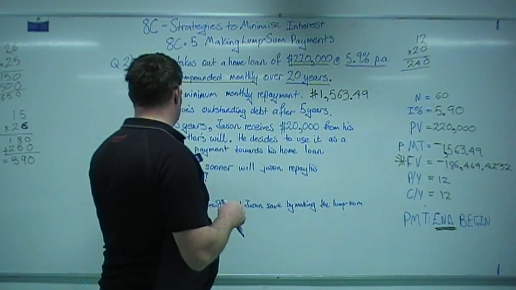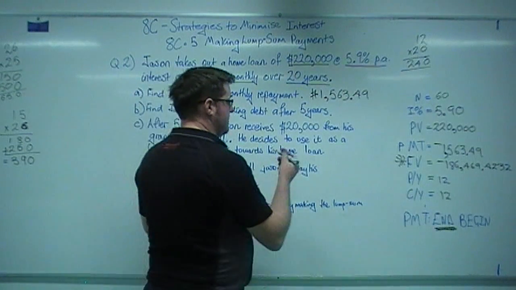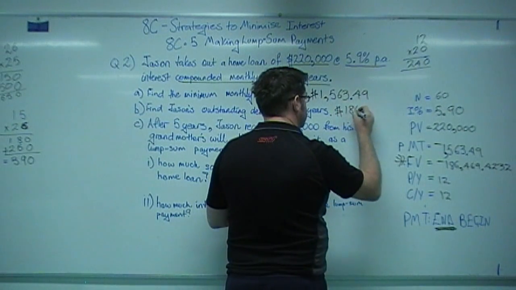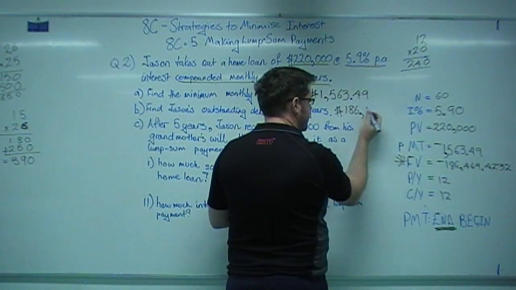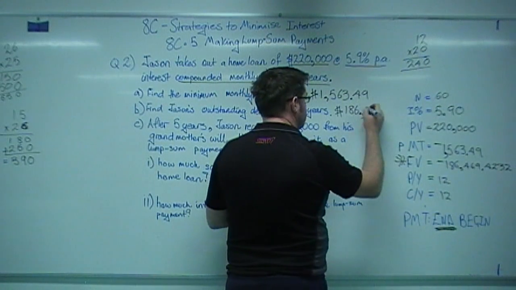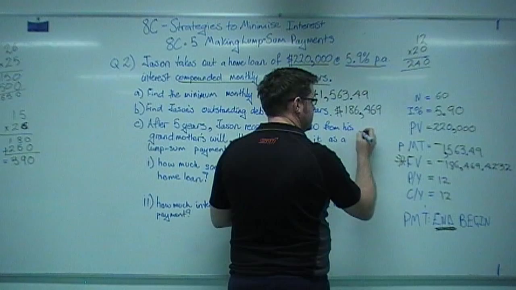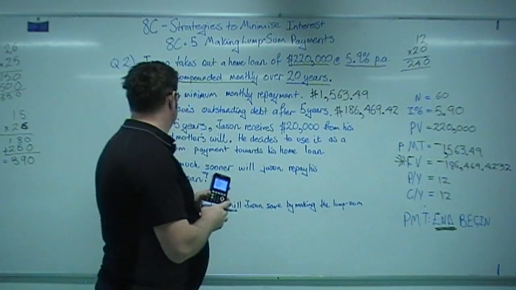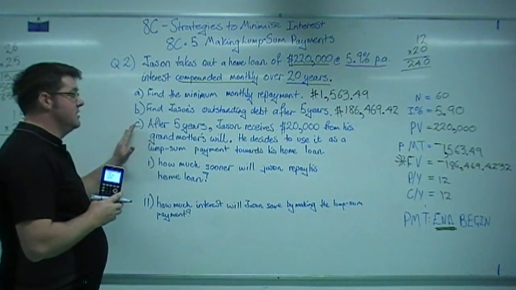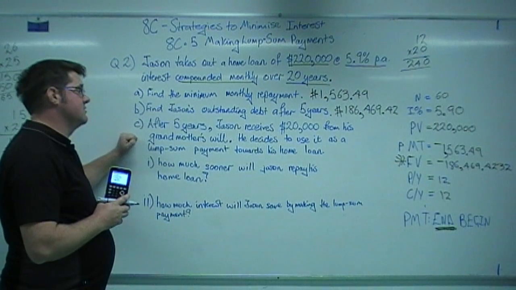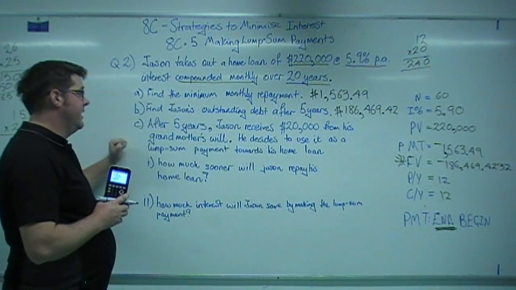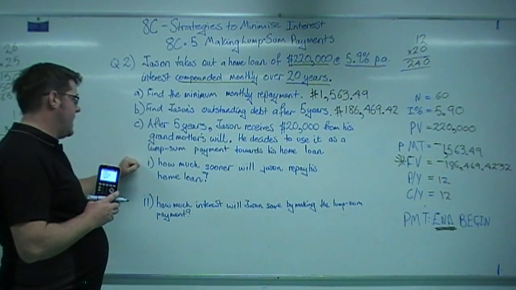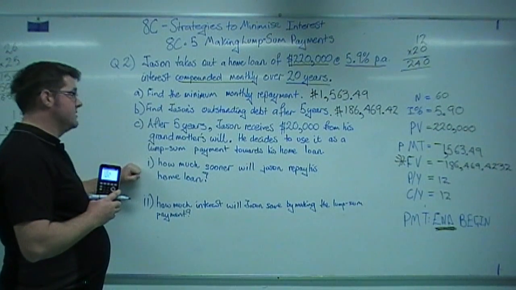So after 5 years, Jason's outstanding balance after 5 years is $186,469.42. There we go. So after 5 years, Jason receives $20,000 from his grandmother's will. He decides to use it as a lump sum payment towards his home loan. How much sooner will Jason repay his home loan?